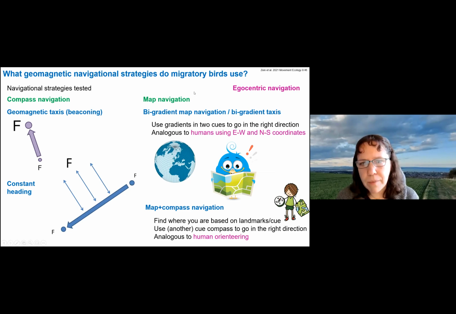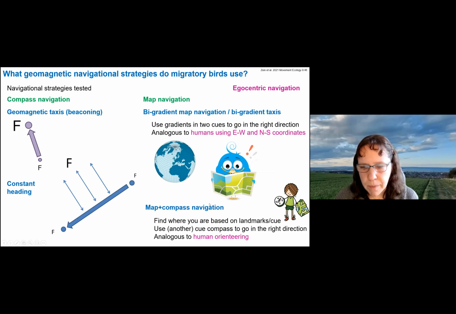And then for map navigation, we tested two types, bigradient map. So this means that the bird could be using two geophysical cues as a two-dimensional map. So in the same way as we are using east-west and north-south directions, they could just use intensity and inclination, for example.